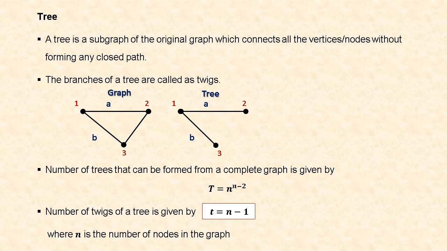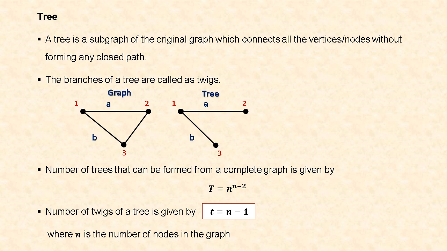forming any closed path. The branches of the tree are called twigs. If you see the figure, the graph has 3 nodes and 3 branches A, B and C. And the tree has only 2 branches A and B and it has all the nodes 1, 2 and 3. Remember one thing, the tree should have all the nodes.